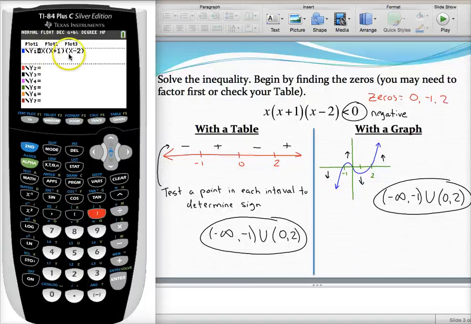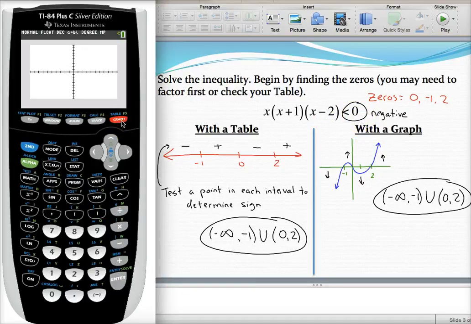So here's my polynomial entered into my graphing calculator. Notice I forgot to mention this before, but I wanted to compare to 0. So if you're not equal to 0 or less than 0, make sure everything is moved to one side so we can compare to 0. So I'm going to go ahead and actually take a look at the graph first. So here is what the polynomial looks like.